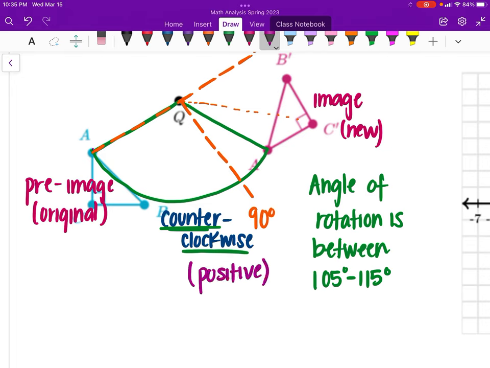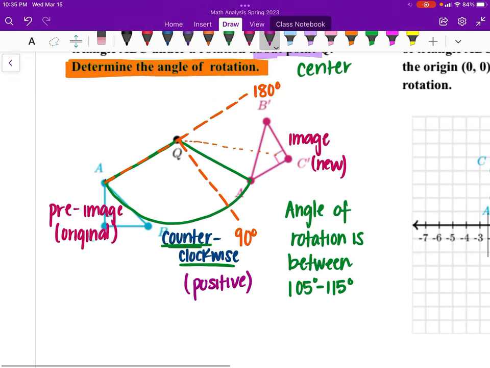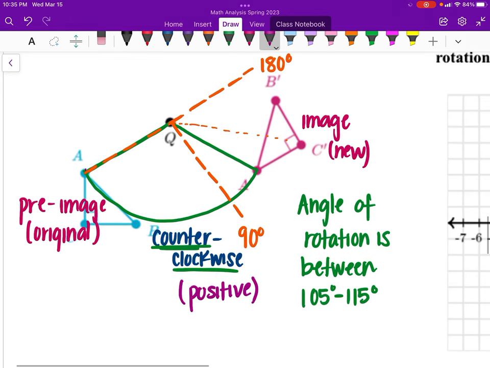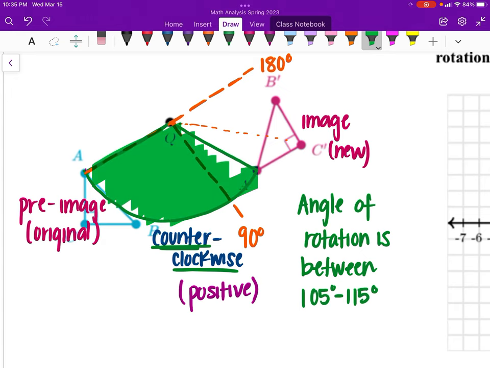When you do your assignment, it is going to give you a multiple choice, but in this case I didn't include it. So it's just a ballpark here. Once again, I want to say it's probably around 105 to 115.